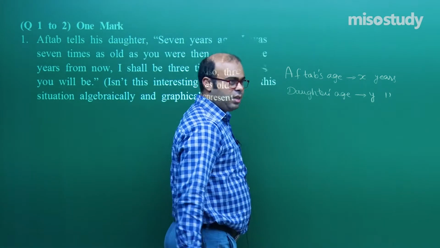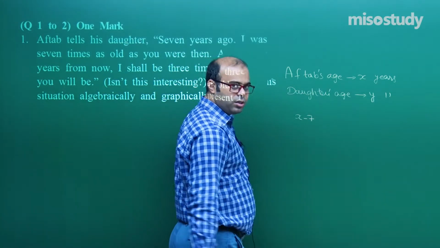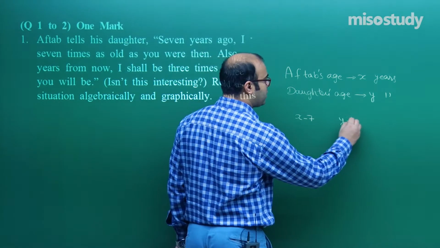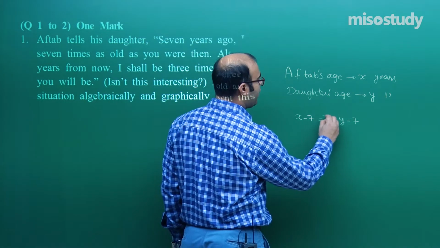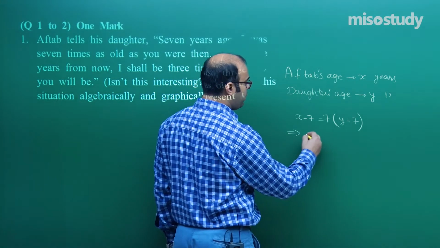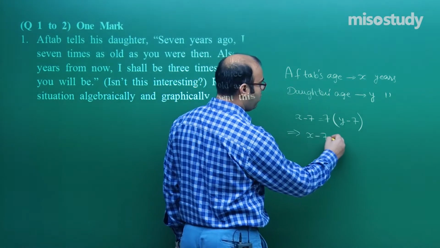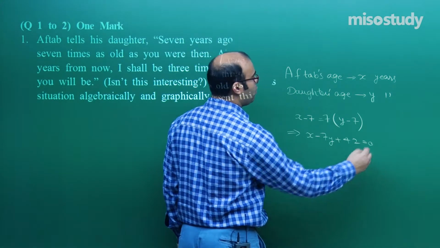We can say that 7 years ago Aftab was x minus 7 years and daughter was y minus 7 years, and 7 years ago Aftab was 7 times his daughter. So this is the first equation, which when simplified will give you x minus 7y plus 42 is equal to 0.